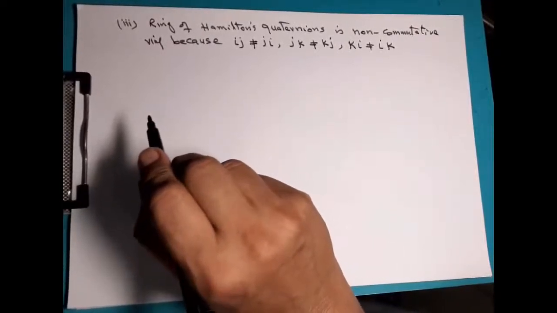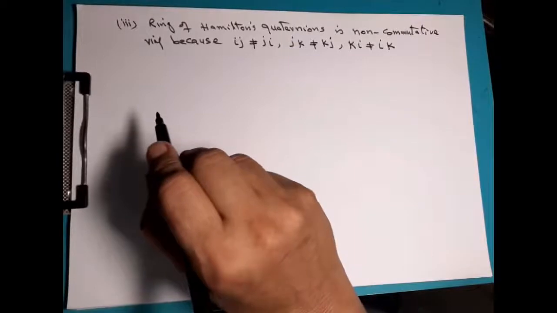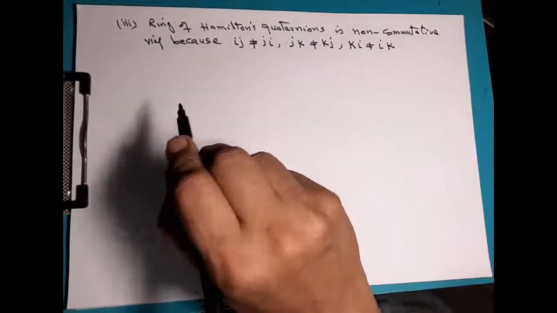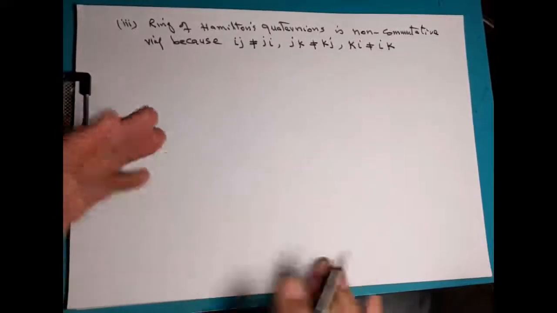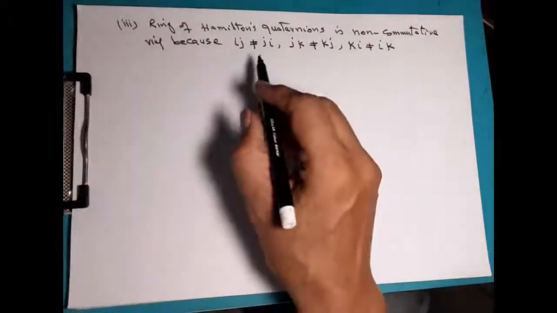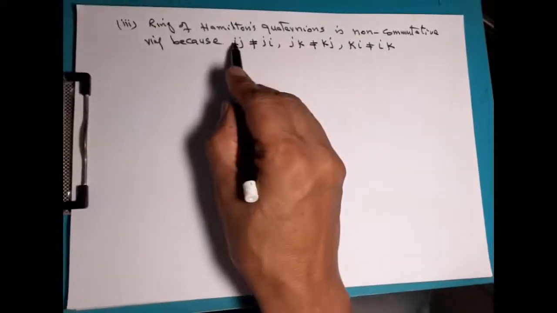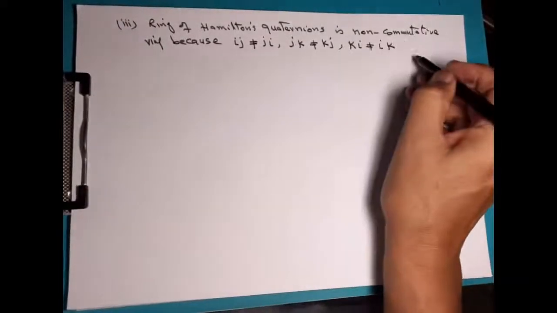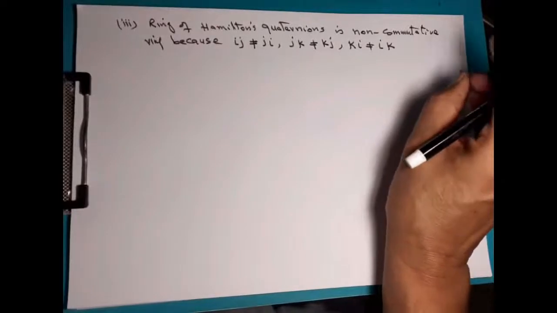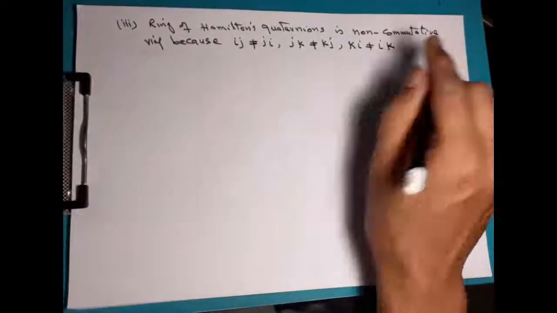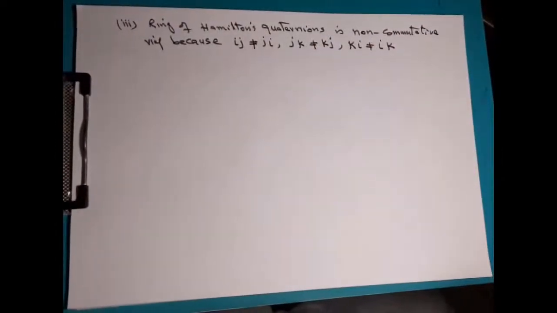In general, when you multiply two quaternions, the result may not be the same if you multiply them by changing the order. You can see that from these conditions as well. So the ring of Hamilton's quaternions is a non-commutative ring. These are examples of non-commutative rings.